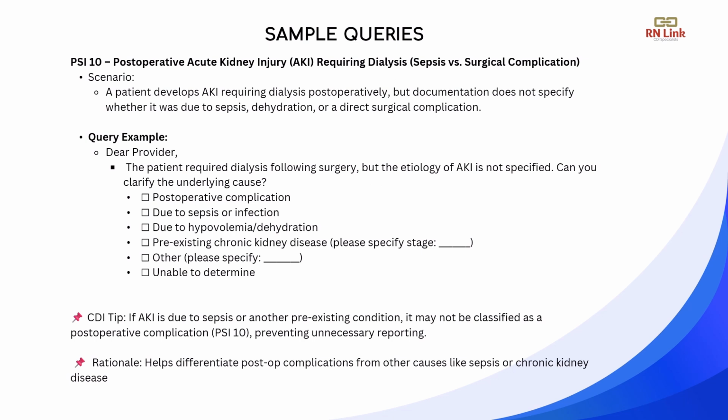CDI tip: If AKI is due to sepsis or another pre-existing condition, it may not be classified as a postoperative complication, PSI 10, preventing unnecessary reporting. Rationale: Helps differentiate post-op complications from other causes like sepsis or chronic kidney disease.